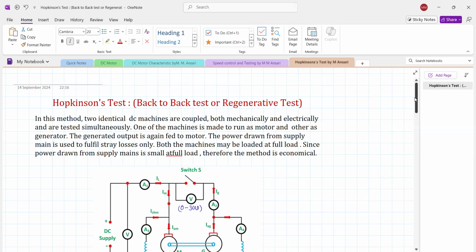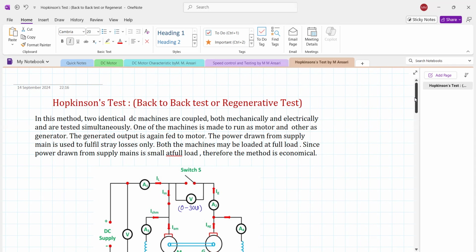One machine acts as a motor and the second machine acts as a generator. Therefore, whatever the motor output is connected to the generator mechanically, and the generator output is connected back to the motor. So this test is called a back-to-back test. The power drawn from the supply is very small because it takes only the no-load power for both machines, or the power input to the motor-generator set is used to overcome the stray losses.